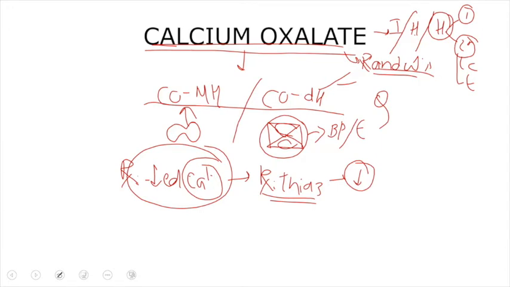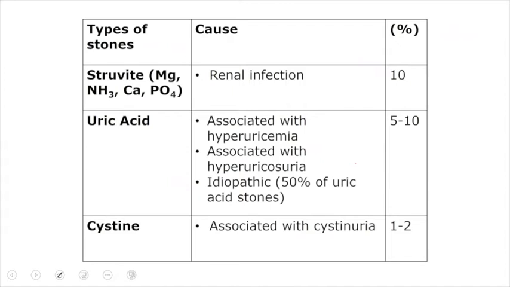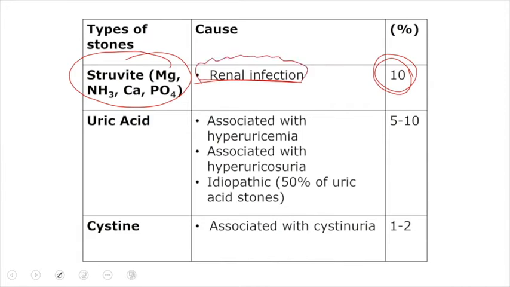So we have discussed all the aspects regarding calcium oxalate stone, and let us go over to the next stone, and that stone is our struvite stone, right? The next stone that we will be discussing is the struvite stone, and I have said it is the second most common type of renal stone, and the most common cause here lies in the fact that it is usually caused by a renal infection.